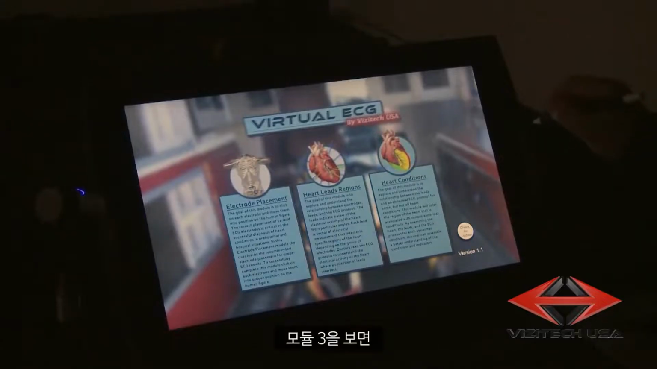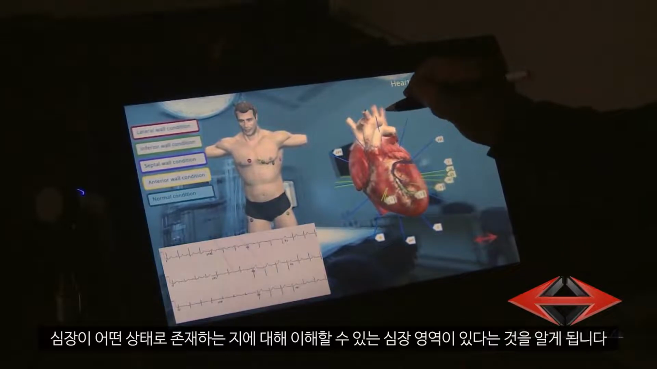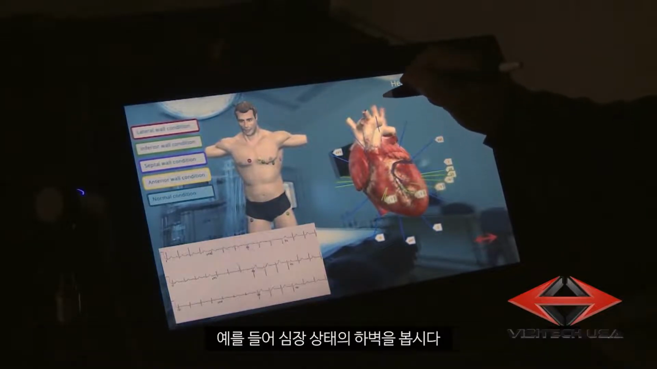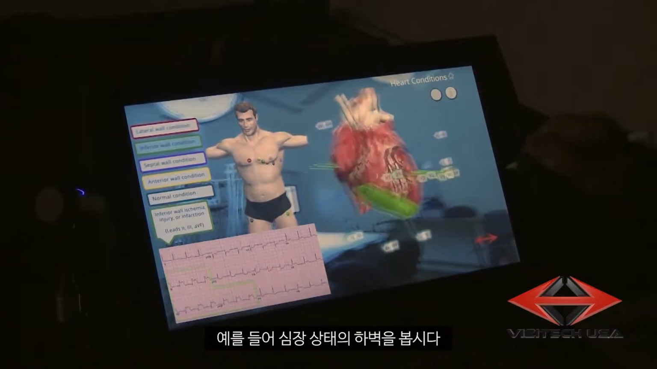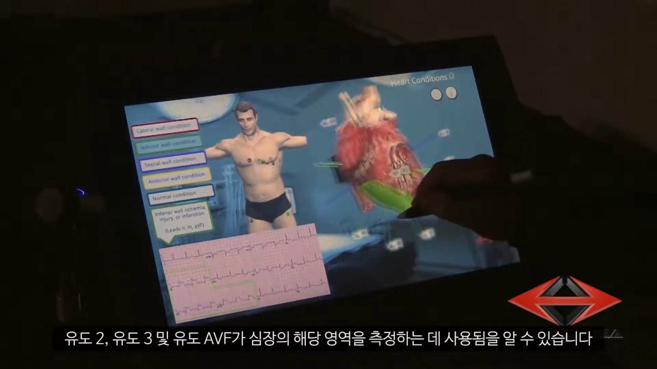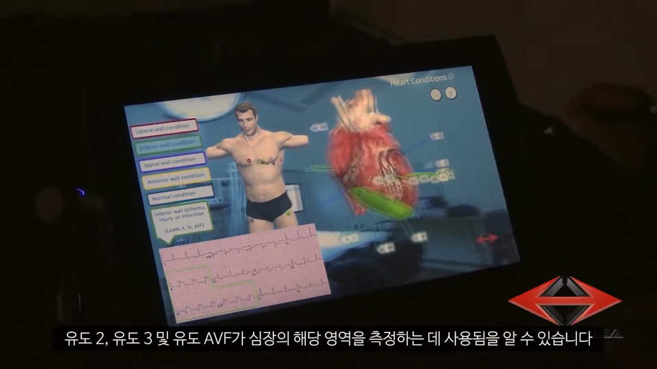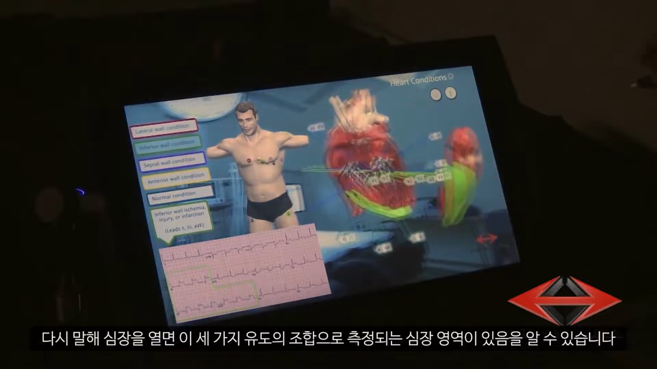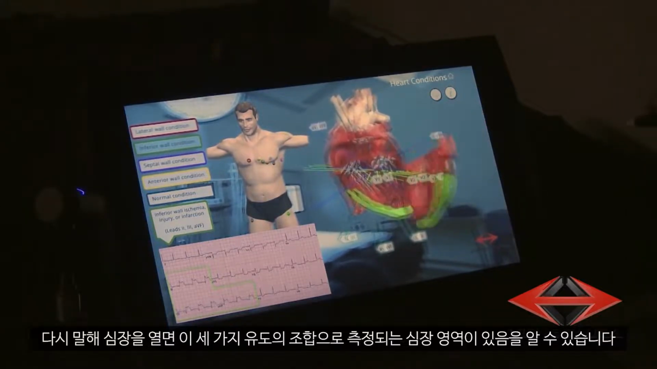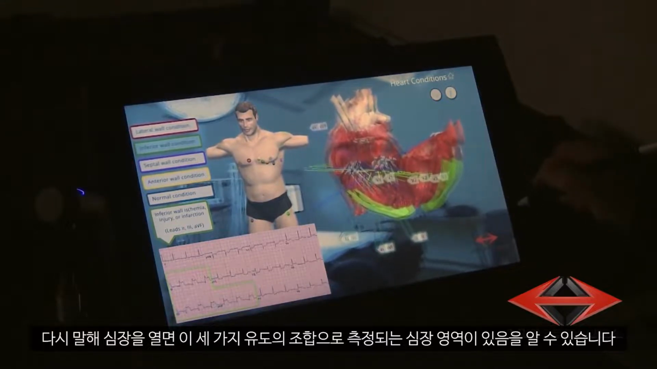Looking at Module 3 helps us understand that there are regions of the heart that are measured to help us understand what conditions exist. So we look at the inferior wall, for example, as a heart condition. We see that lead 2, lead 3, and lead AVF are used to measure that region of the heart. Again, if we open up the heart, we can see that there's a region of the heart that's being measured explicitly by the combination of those 3 leads.